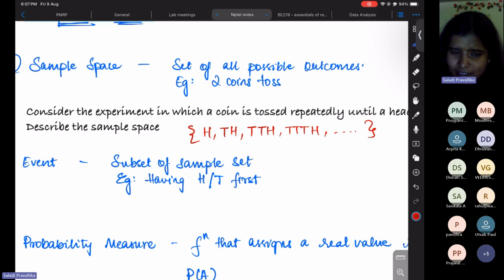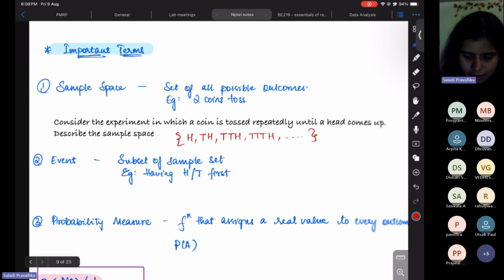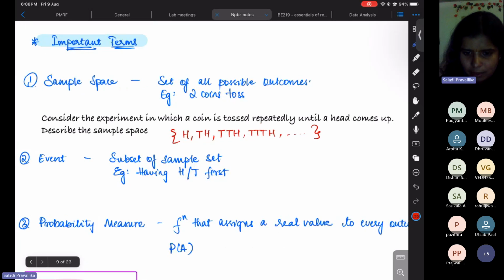Is it clear or do you want me to explain it again? If anyone is not clear, it's okay. I can explain it. I hope the question there is clear. So you have to keep repeatedly tossing it until you get a head.